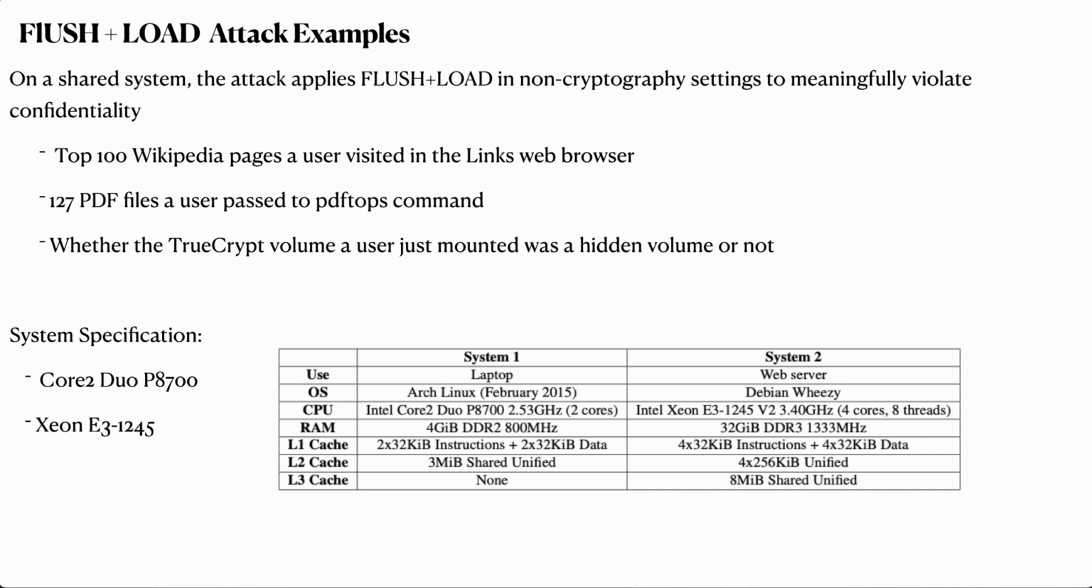These experiments were tested on 2 different Intel processors. The first one is the Core 2 Duo P8700, which was launched in Q4 2008, and another one is the Xeon E31245, which was launched later in Q2 2012. System 1 doesn't have an L3 cache, but Flush+Reload also works on it with its L2 cache, as it is shared between cores.